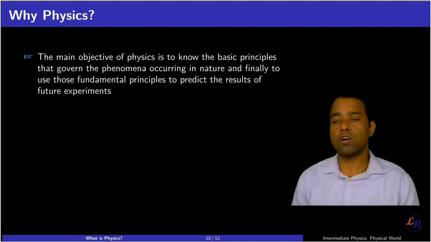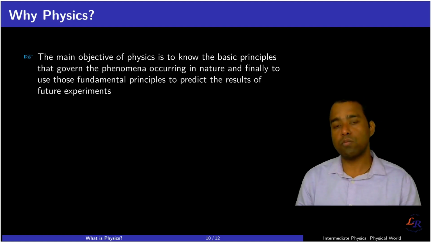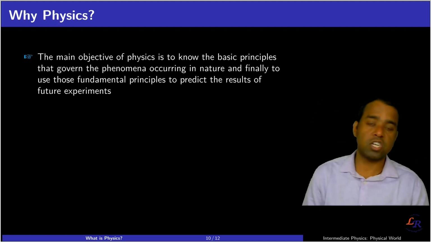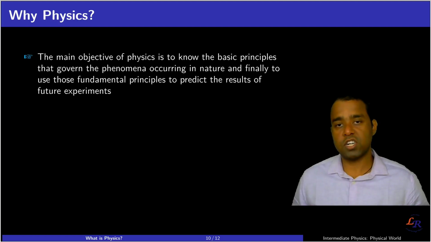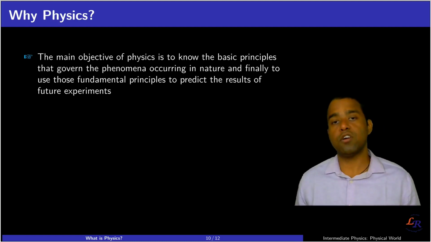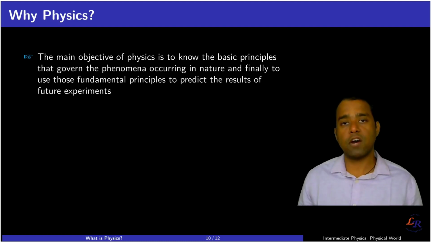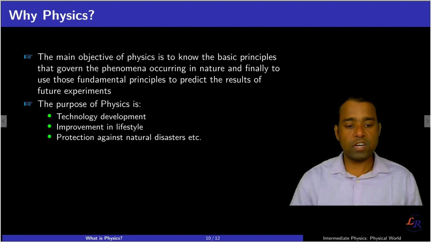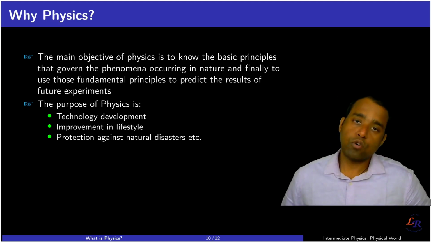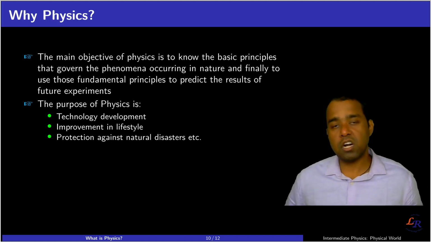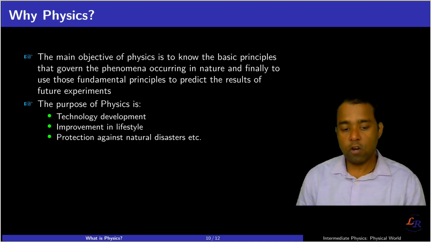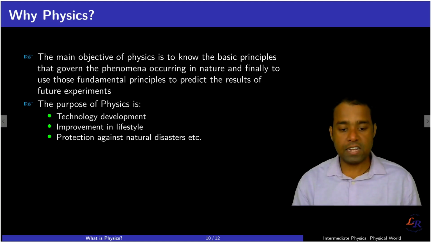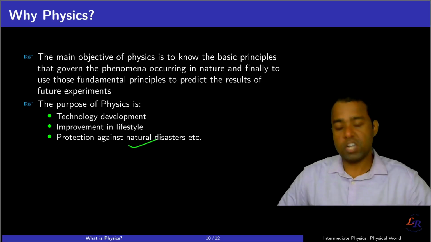And this is very crucial, because why are we studying something? Because we want to predict something. If some disaster is coming, can we have enough understanding of what would happen? That understanding will come if we do the experiment, understand the phenomena, and then we will be able to predict. We can save lives, we can make our life easier, and we can proceed further. We have all made our life enjoyable. So in summary, the purpose of physics is to improve technology, to have technological development, improvement in lifestyle, and then protection against natural disasters.